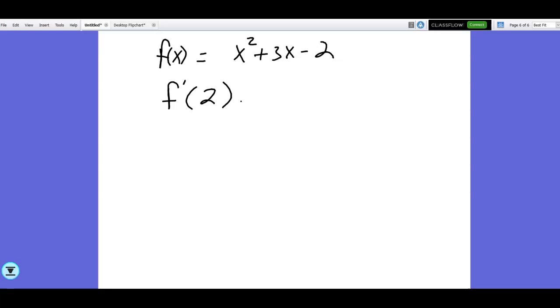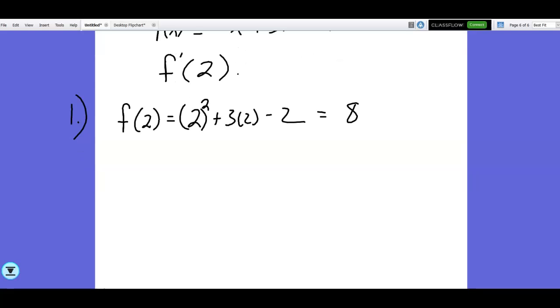So let's go ahead. We'll treat this one like a guided practice. In other words, I'm going to let you guys do one step at a time. So pause the video here and see if you guys can do step 1. Okay, so step 1 was to plug 2 into the original function, and by doing that I get 8. So f of 2 equals 8. Go ahead and pause the video here and try to do step 2 now.